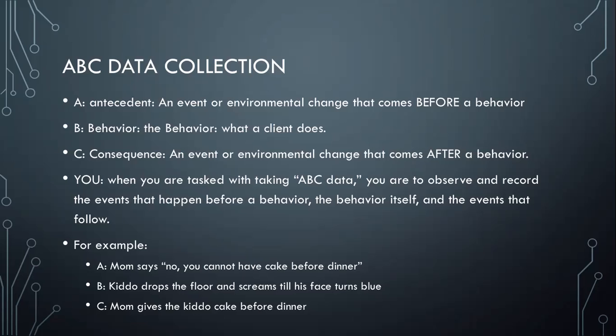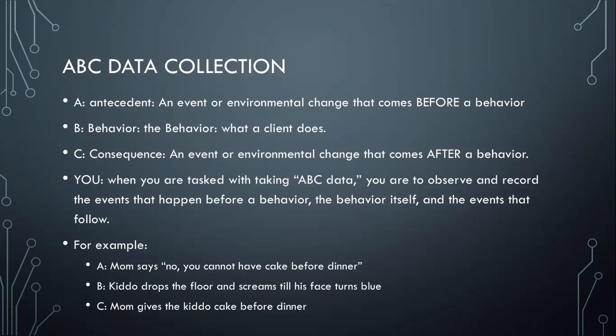Our antecedent is mom says, no, you can't have cake before dinner. So a refusal is our antecedent, okay? The behavior, the kiddo drops to the floor and starts screaming till his face turns blue. So that's his response or his behavior. What happens after he's turning blue is his mom says, okay, fine, you can have cake before dinner. That was the consequence, right?